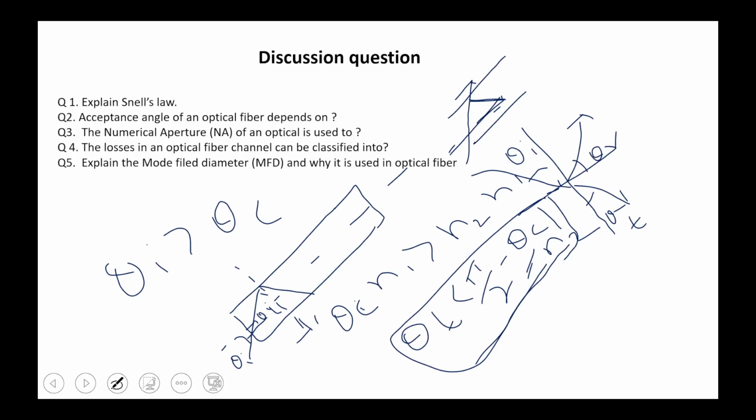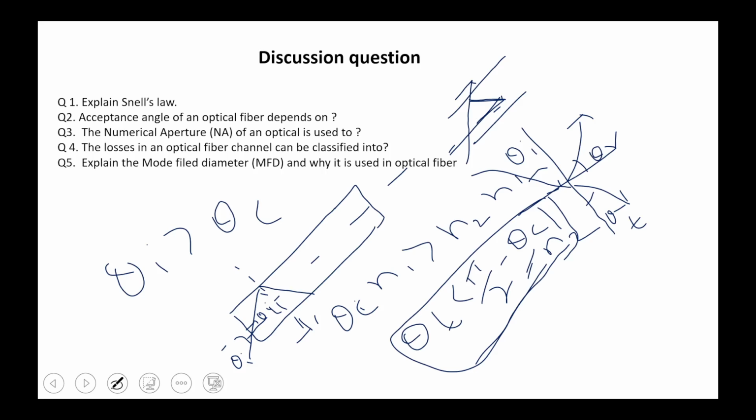So what type of radiative loss can occur? Can anyone answer that? Bending losses, yes. Macro bending and micro bending losses. The radius at which it is bent matters. Yes, micro bending and macro bending, and coupling losses.